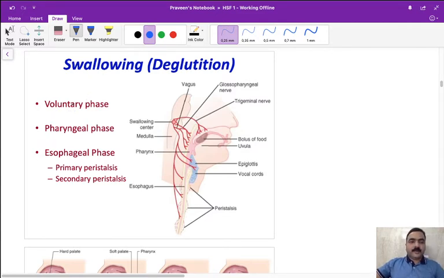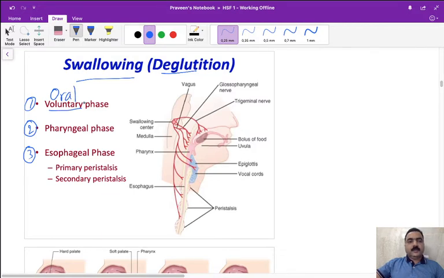As far as the physiology is concerned, mastication is simple. Next is swallowing, or deglutition. Deglutition includes three phases. First is the voluntary phase, or the oral phase, then the pharyngeal phase, and the third one is the esophageal phase. So first is the voluntary, otherwise sometimes called the oral phase.